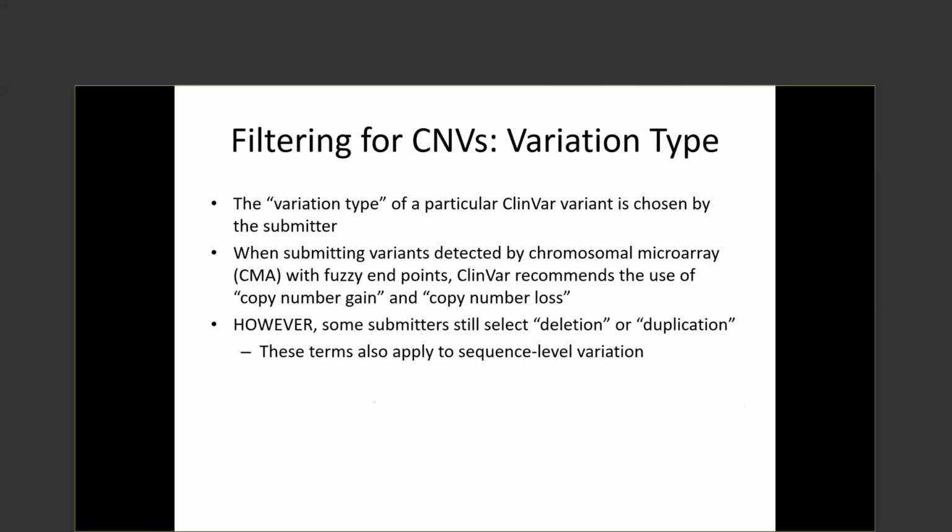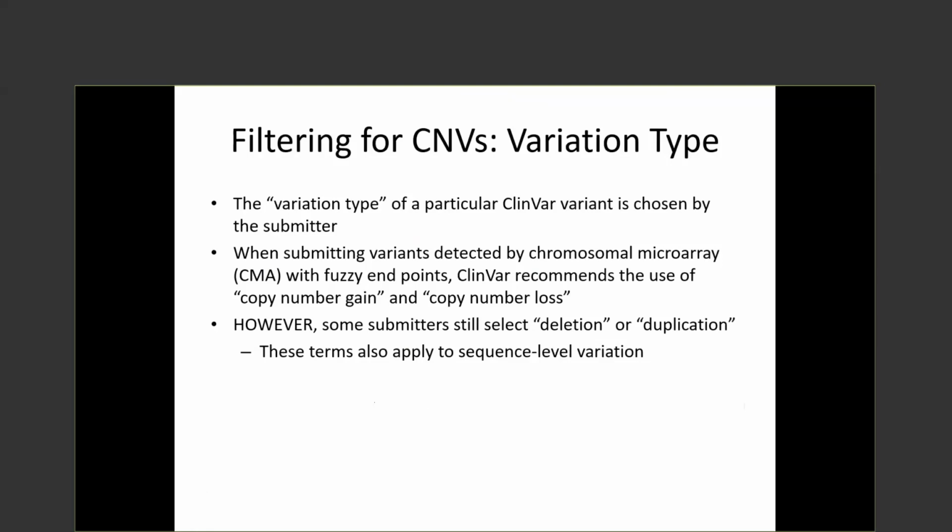When using this filter, it's important to keep in mind where this piece of information is coming from. Variation type is a particular piece of information that's chosen by the submitter. It's not assigned by ClinVar. When submitting variants detected by chromosomal microarray with fuzzy endpoints, ClinVar recommends the use of the terms copy number gain and copy number loss. However, you could definitely see how some submitters may inadvertently still choose the terms duplication or deletion to describe the same types of variants.